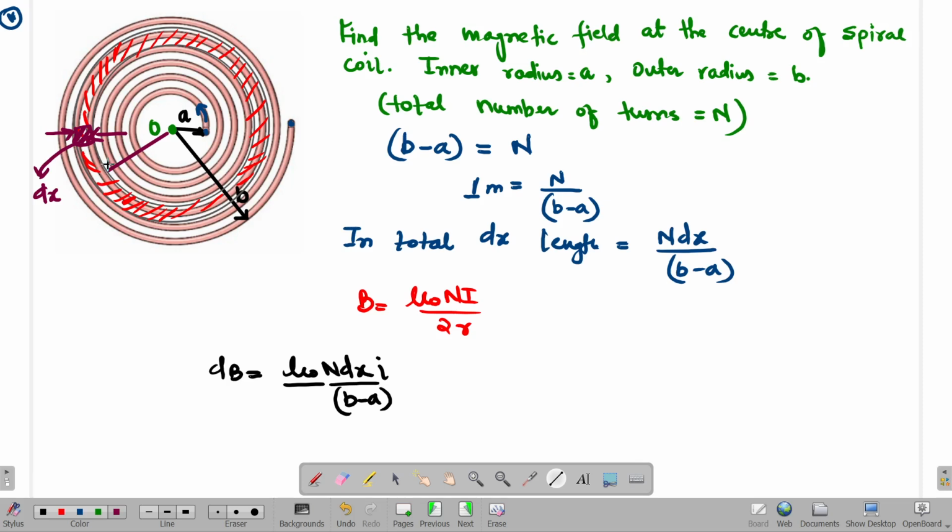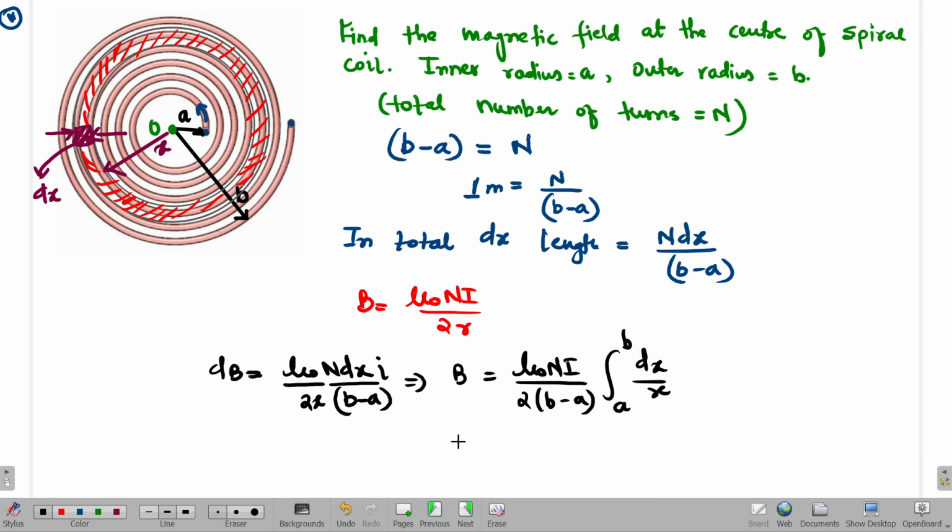Sorry, x at x distance from the center of the loop. So it is twice x. So the net magnetic field is the integral of mu naught N i by twice (B minus A), with that taken out, and the integral is dx by x, where x varies from A to B. So this is mu naught N i by twice (B minus A) times ln(B by A). So this is my magnetic field.